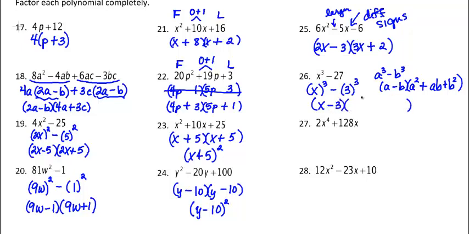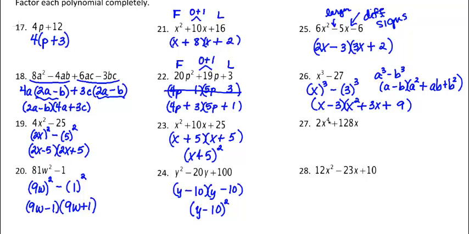and then we have to square what's in the position of a, so x squared is x squared. Then we have to do the opposite sign, multiply what's in the position of a and b, so x times 3 is 3x. The last sign is always positive. Squaring the 3 gives us 9.